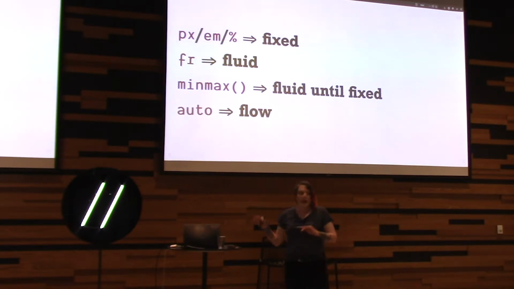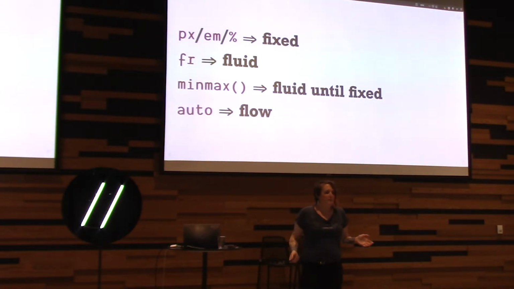So now we have this truly fluid fractional way of dealing with space that gets us away even from percentages. And then we have this minmax, fluid until fixed. Minmax is a function that takes two values, a minimum and a maximum. Shocking.